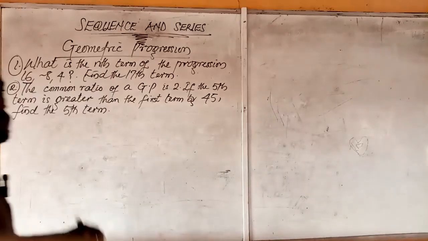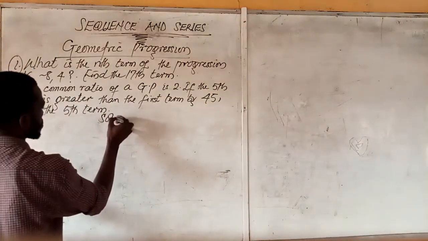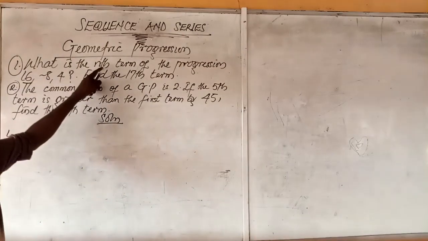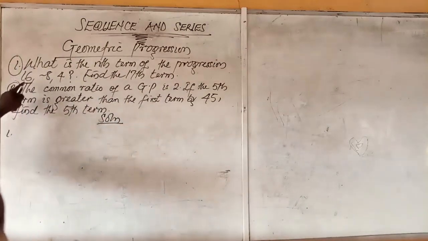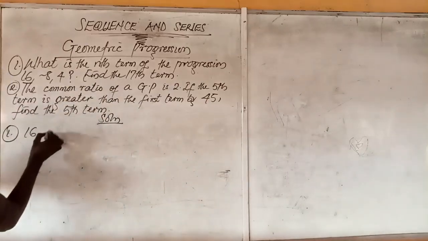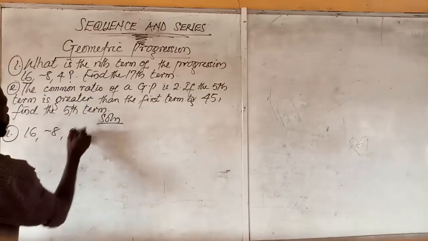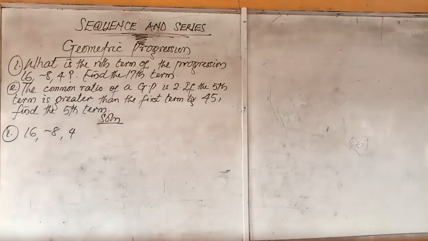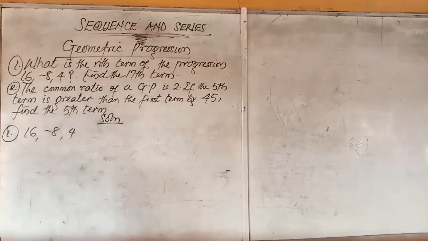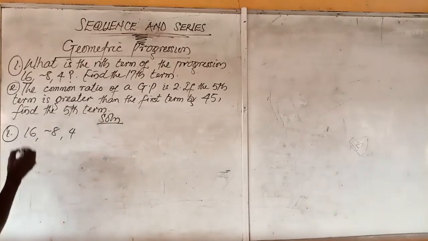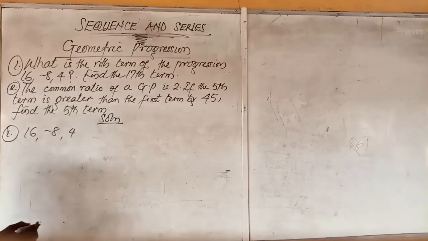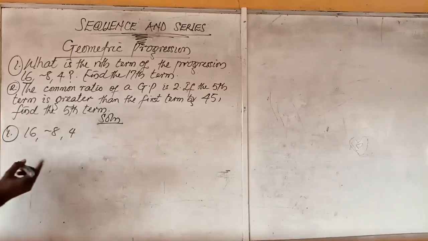Now let's consider these 2 questions. The first one says, what is the nth term of the progression 16, minus 8 and 4. So we have the progression 16, minus 8 and 4. Then we have to find the 17th term. So what do we do here first? We are going to find the nth term. Alright? By finding the nth term, it means that since we already have the 3rd term, which is the last term here, of course that formula also stands for last term.